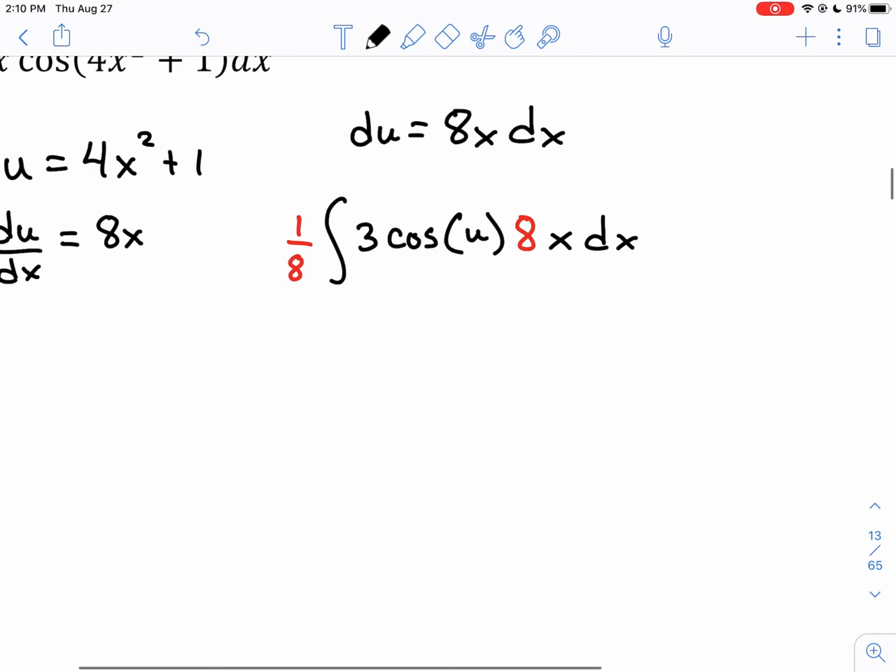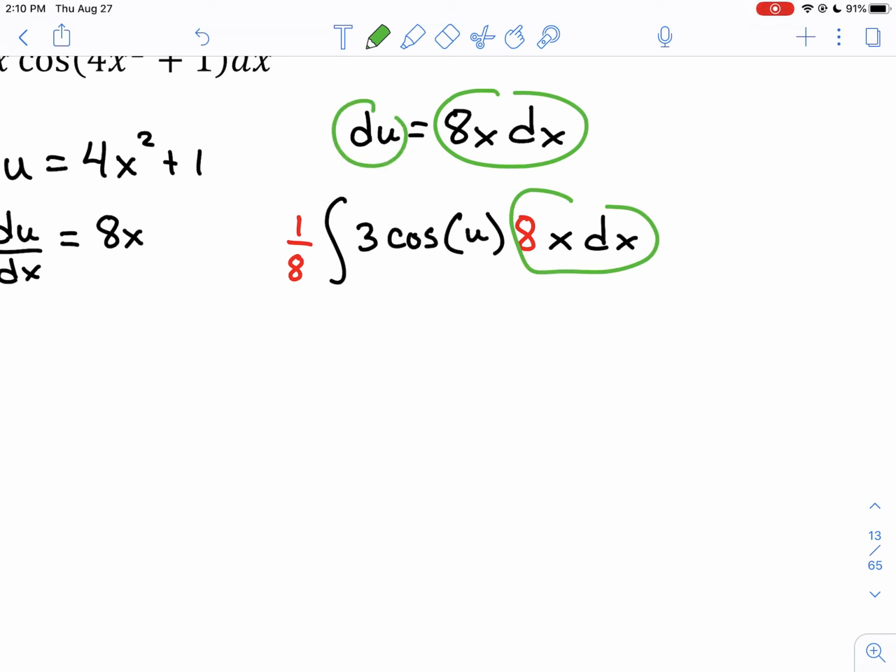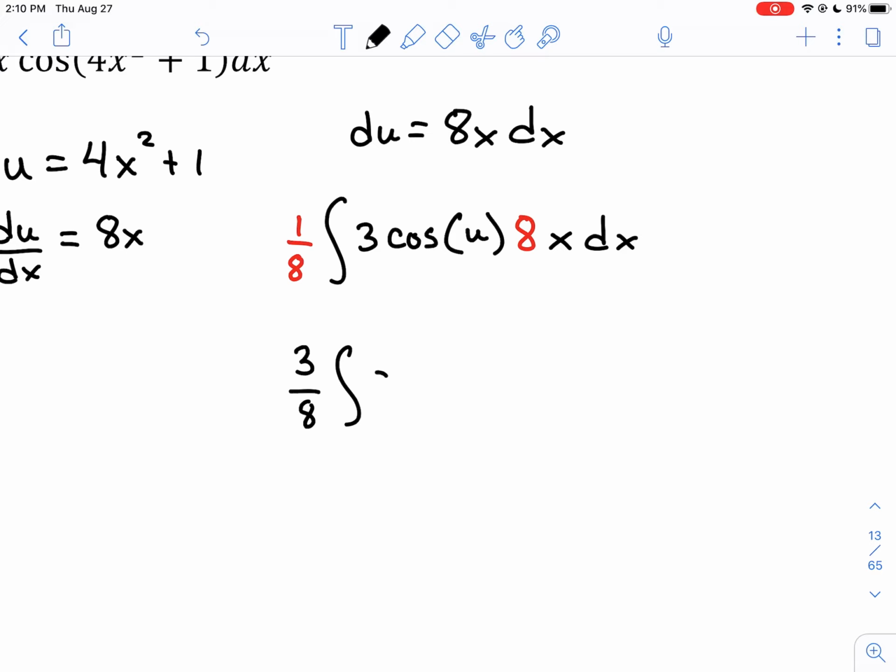Now I go through the actual substitutions. 8x dx is now present, and I can change that to simply du. And this 3, I'm also going to pull it out to the front to join the 1/8. So our line looks like this. We have 3/8 of cosine of u. I don't need the parentheses on that u. And then we have the du.